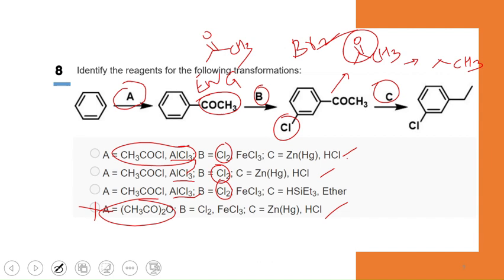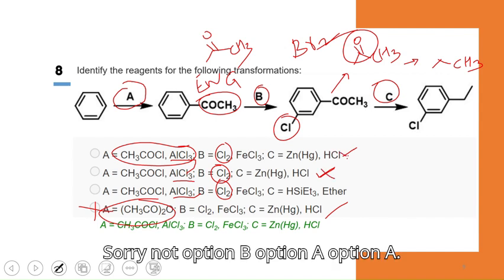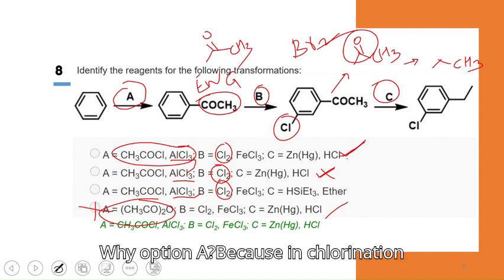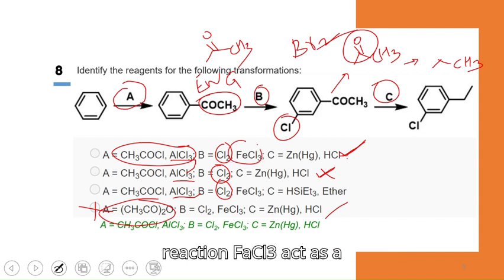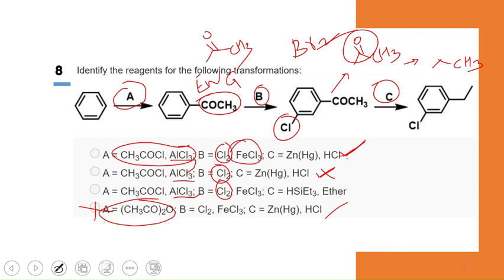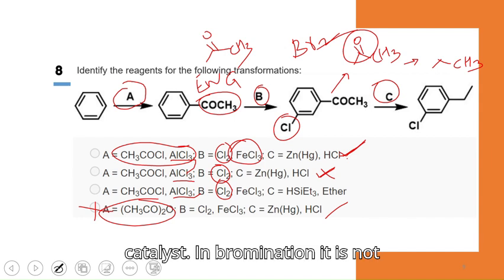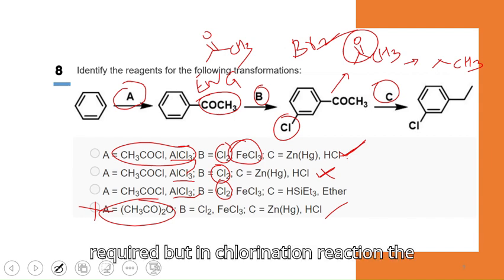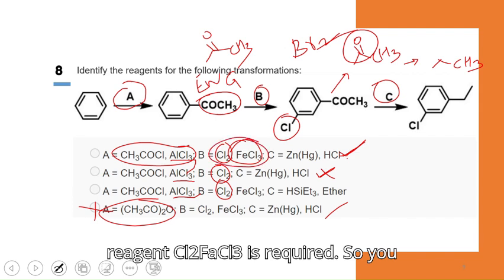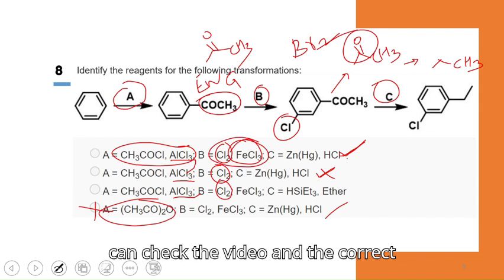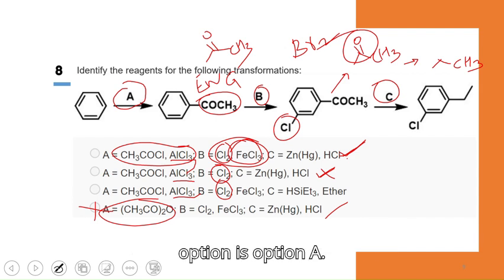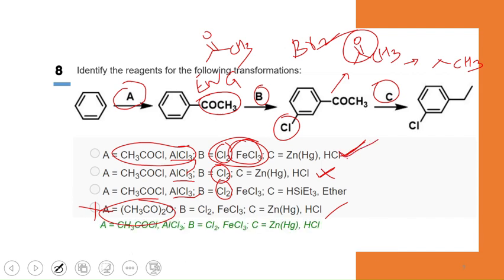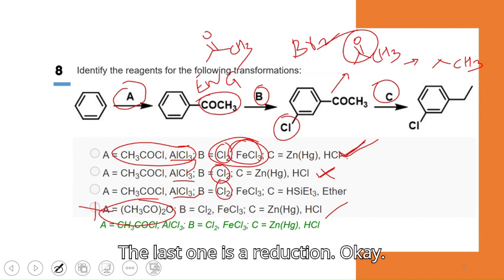option B. Why option B? Sorry, not option B, option A. Why option A? Because in the chlorination reaction FeCl3 acts as a catalyst. In bromination it is not required, but in the chlorination reaction the reagent Cl2 with FeCl3 is required. So you can check the video, and the correct option is option A. The last one is a reduction, okay?